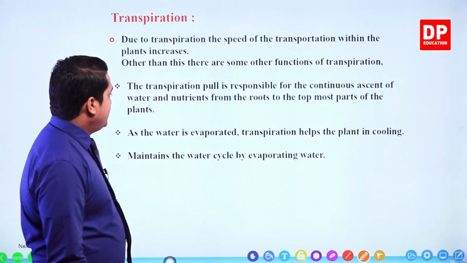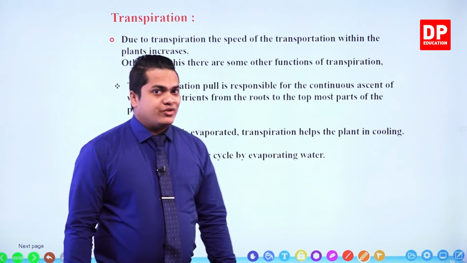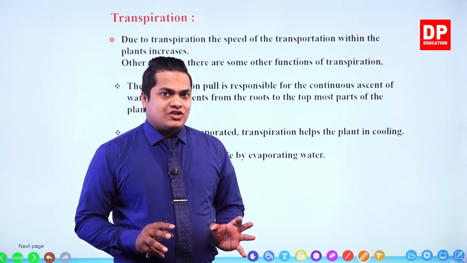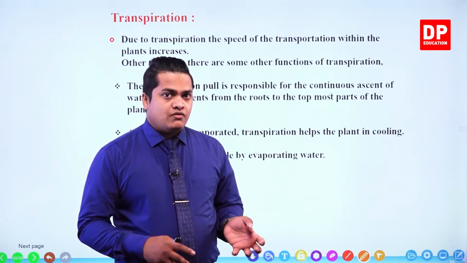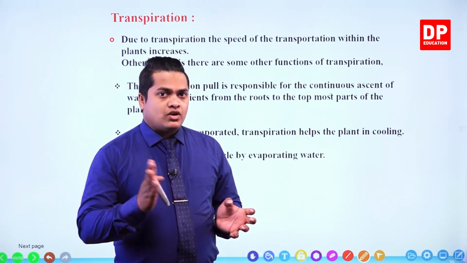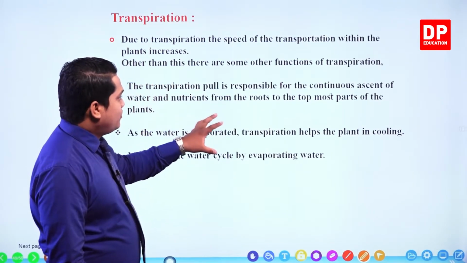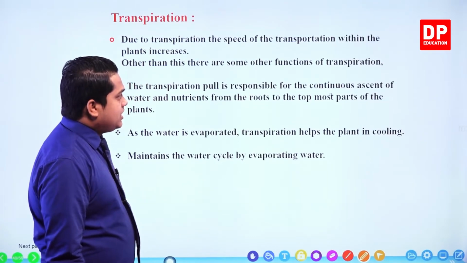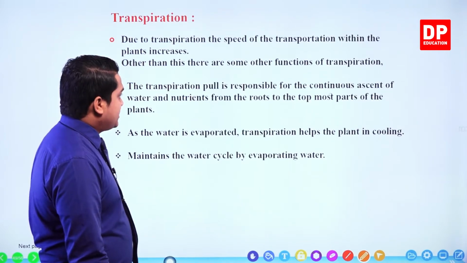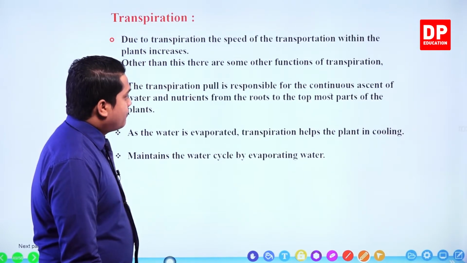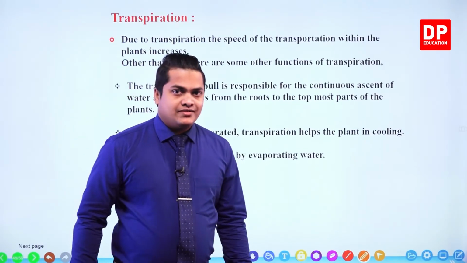First of all, there is the transpiration pull. I told you about the transpiration pull. Transpiration pull is the pull created during the absorption of water, as water vapor is released to the environment through transpiration. Transpiration pull is responsible for the continuous ascent of water and nutrients from the roots to the topmost part of the plant. I explained this, right?